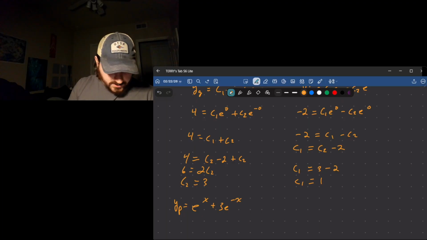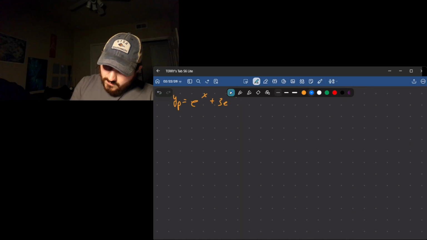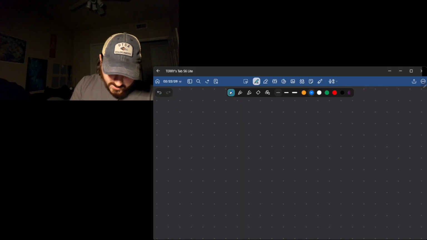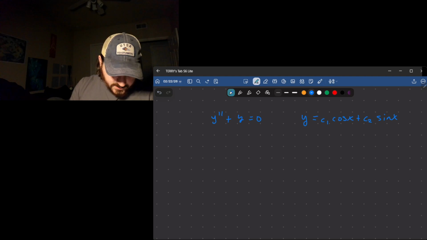Okay, so that's our initial value problem for this particular case. So now we can move on to our next case. So here, instead of having y double prime minus y, we're going to have y double prime plus y, and that's going to equal 0. So this one is already defined as well. We can just go straight to c1 cosine of x and c2 sine of x. This one's also one of the ones that's just already defined.